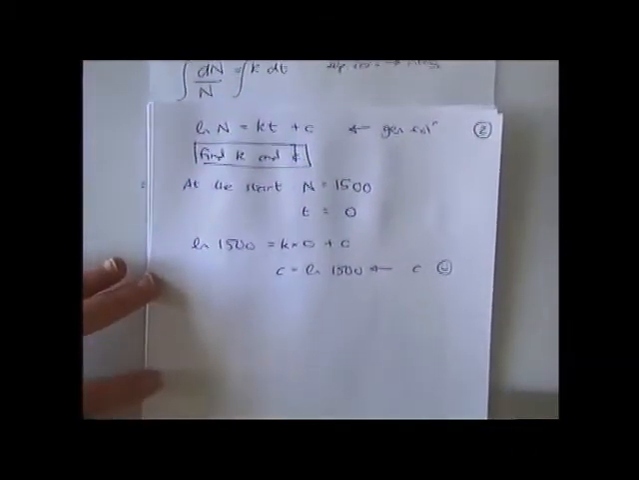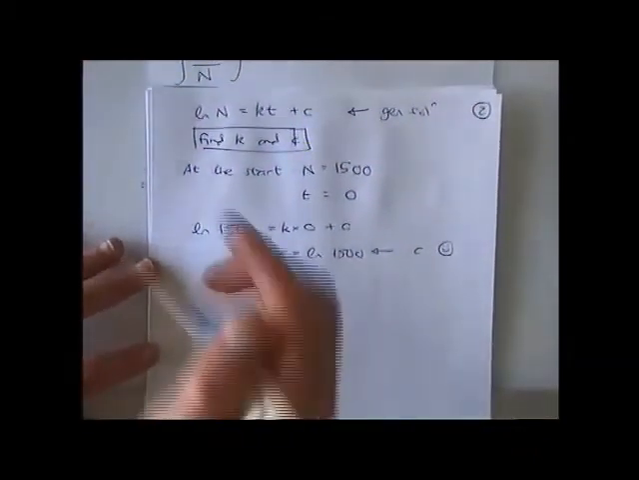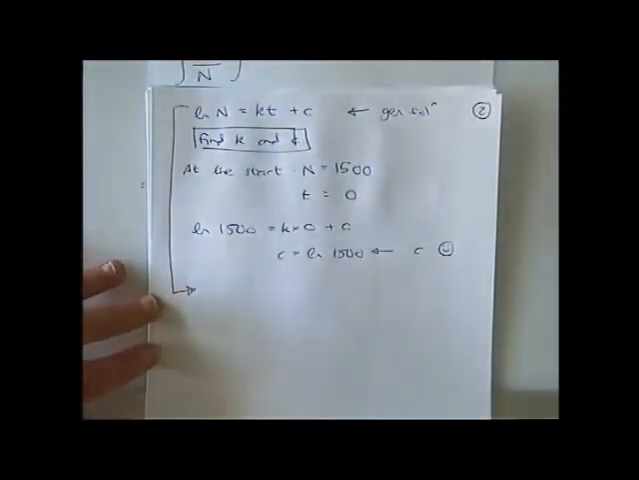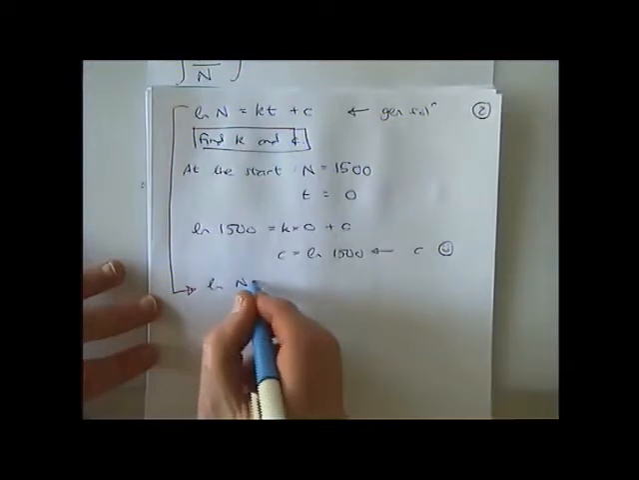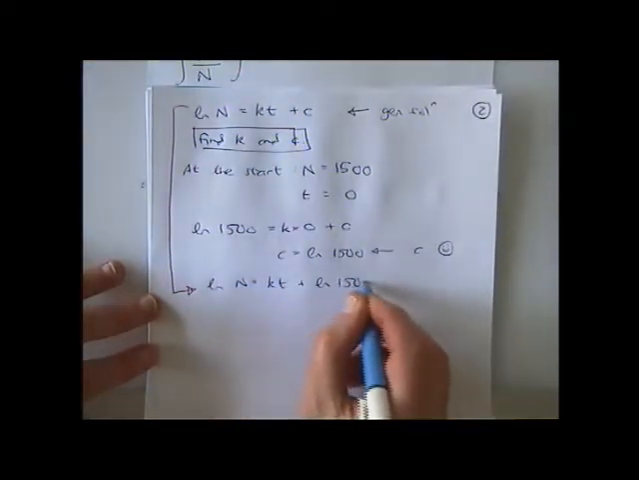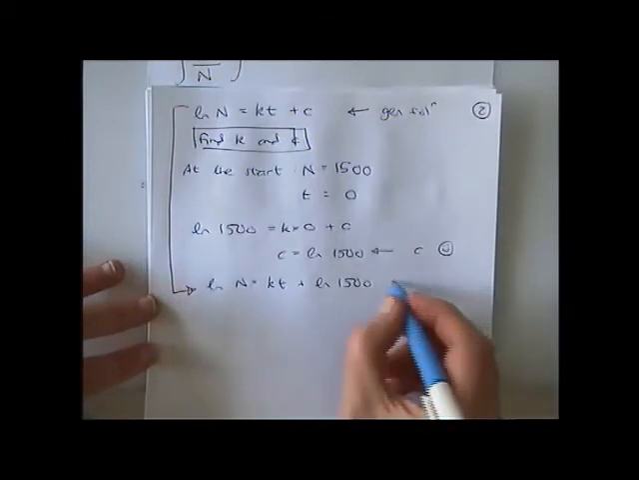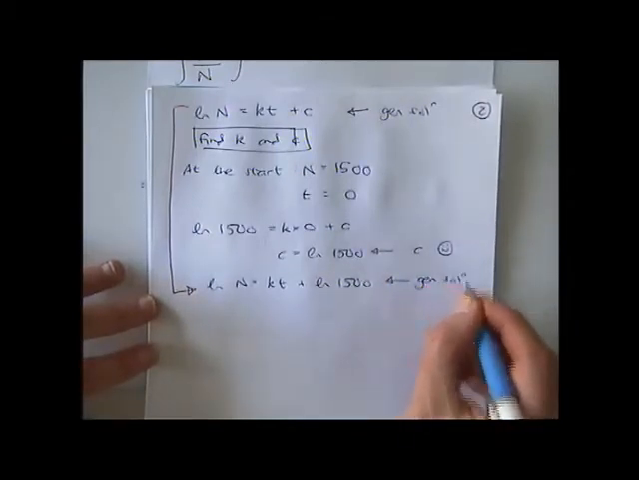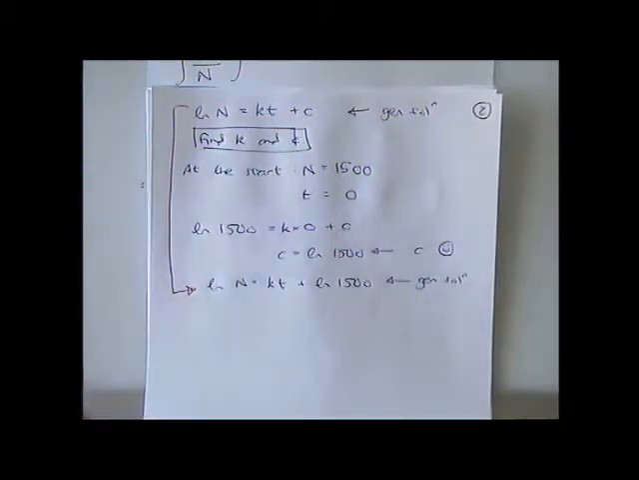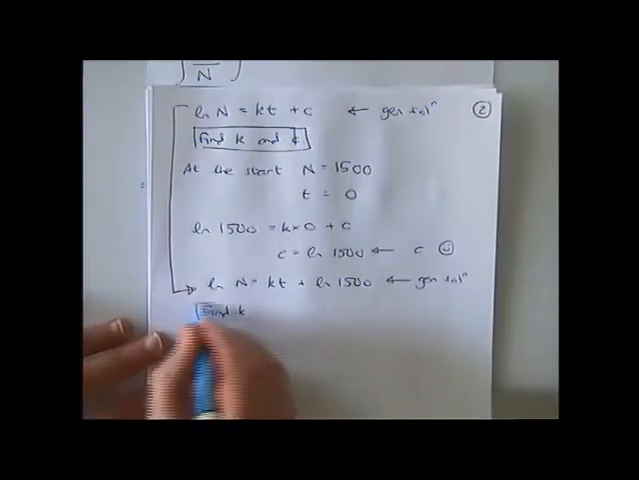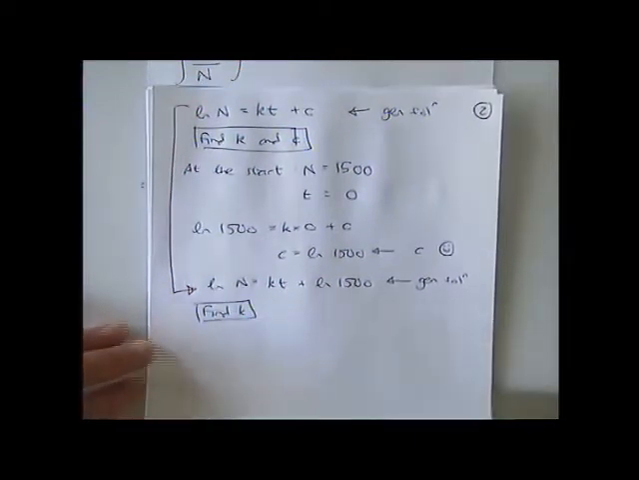So now I go back to my general solution up here, and I can rewrite it, and I needn't have a c in it anymore. It's now log of n equals kt plus log of 1500. Okay, so that is my slightly improved general solution. It's still a general solution because there's still a k in there that I don't know, so I've still got now the issue of finding k. I haven't got to find c anymore.